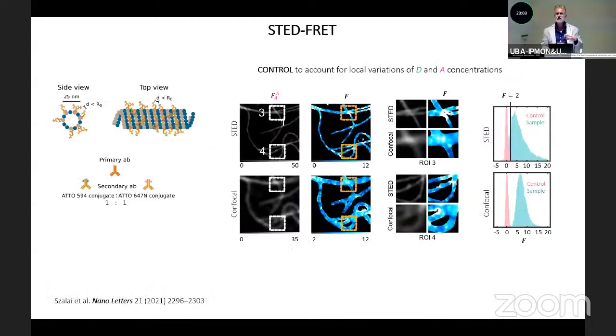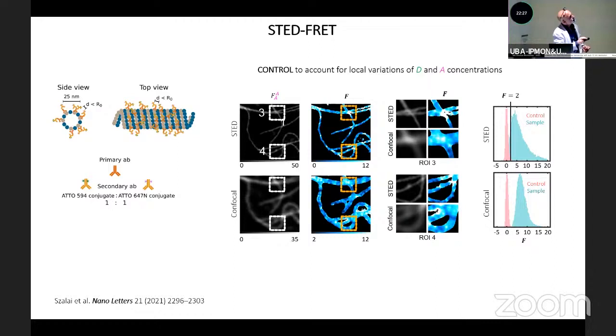And we did that by preparing a control sample. We took microtubules and we labeled randomly alpha and beta tubulin with donor and acceptor. And then we made STED measurements. In this way, we have an idea of what to expect of this F value when you have random distributions of donor and acceptor on a supramolecular structure. And this is what you see. These are the distributions of F that we obtained.